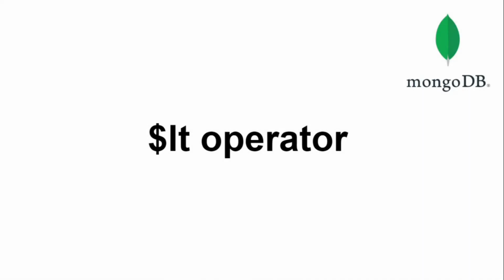Welcome back. In this video, I'm going to show you what is the purpose of the LT operator and how you can use the LT operator in MongoDB. In the previous video, you saw how you can use the GT or the greater than operator in MongoDB, and the analogy and the working of the GT operator and the LT operator is the same, but the difference is that the GT operator is used to find all the documents where the value of a field is greater than the specified value, whereas the less than operator is used to fetch all the documents where the value of a field is less than the specified value.